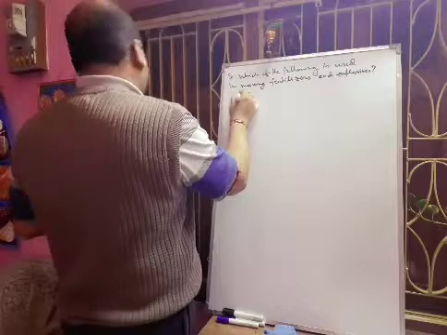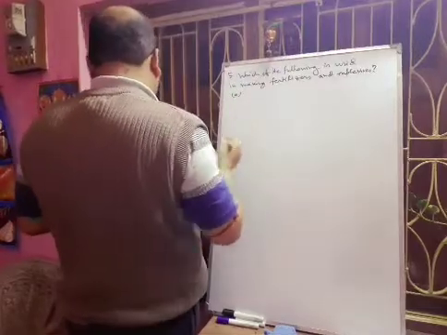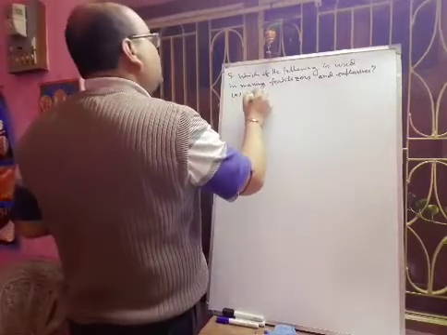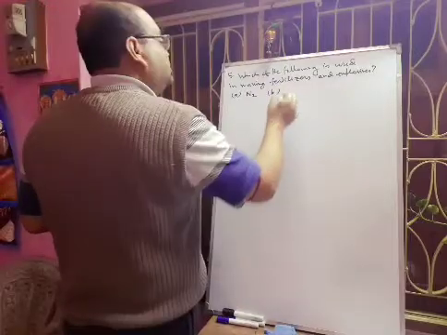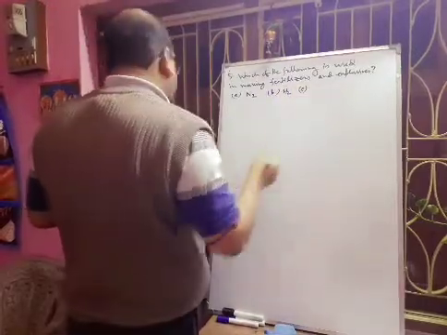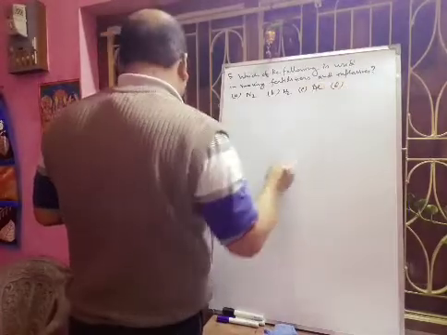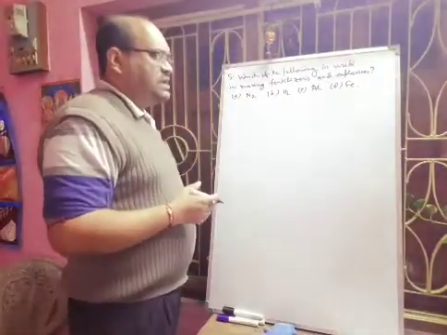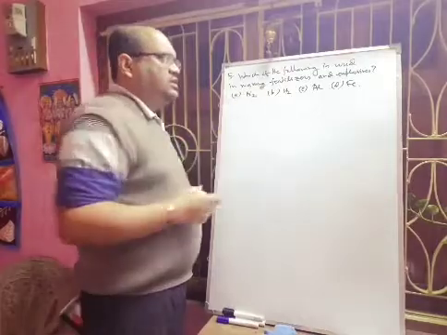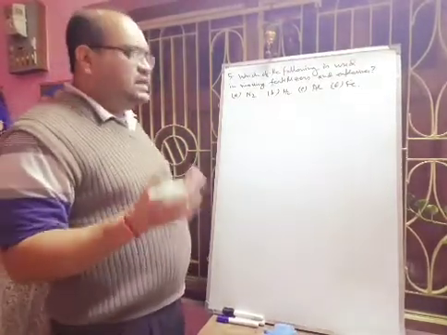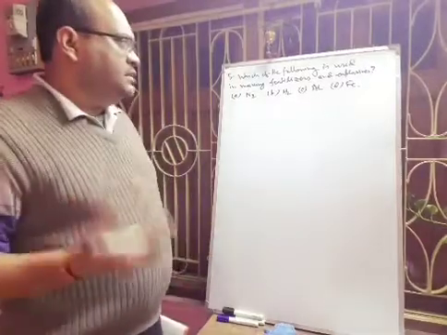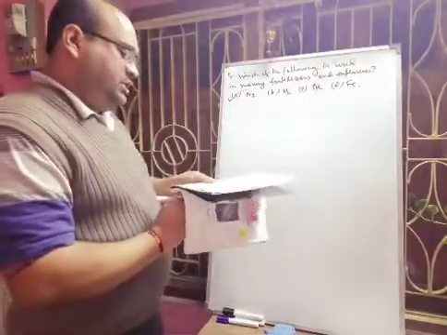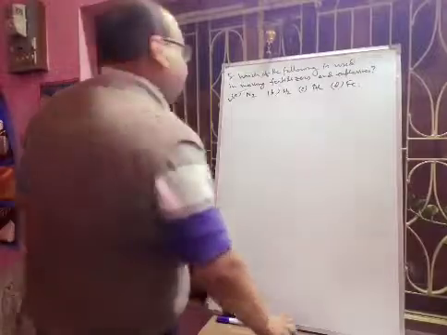Options are given: A, nitrogen, option B is hydrogen, option C is aluminium, option D is iron. So definitely there are nitrogenous fertilizers where we are using nitrogen, as well as trinitrotoluene, trinitrobenzene. These are explosives, okay, where nitrogen is present. So this is the correct answer. So this type of MCQ you also have to practice.